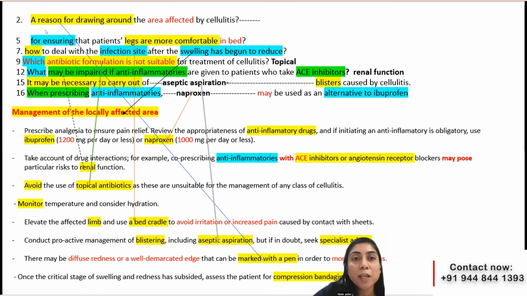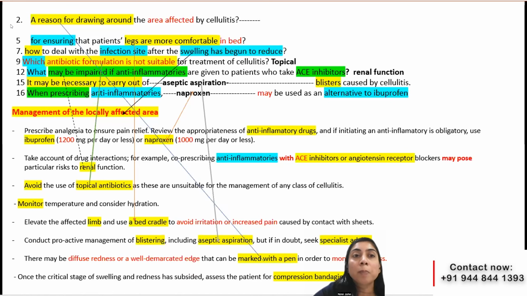It may be necessary to carry out. So here the keyword, the modal verb 'may' is there, necessary to carry out dash blisters caused by cellulitis. So here you can see conduct proactive management. The conduct proactive management, it must be done. It's a need to do something. So that's why it's written conduct. But here the modal verb is 'may'. So that's why here for the blistering, including aseptic aspiration. So here one of the proactive management is aseptic aspiration.